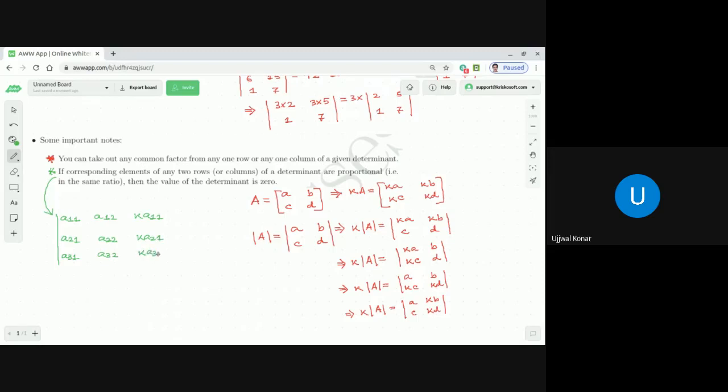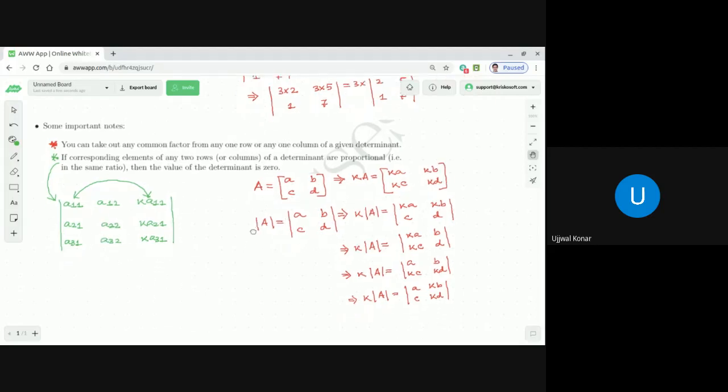If you look into this determinant, dear students, the first column and third column are proportional, correct? Because the first column is A11, A21, A31, and the third column is KA11, KA21, KA31. That means they are proportional, that means they are in the same ratio. As they are in the same ratio, we can say the value of this determinant is 0. But how the determinant is 0, that I am going to show you.